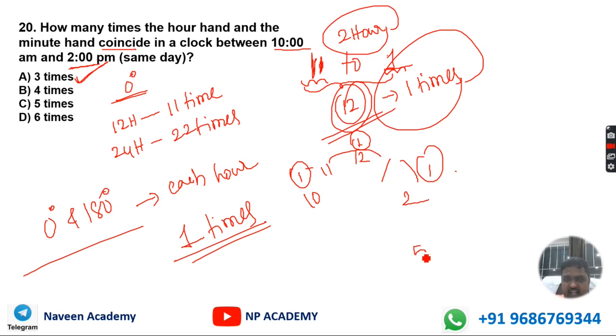Similar way, for 180 degree, it will be 5 to 7. So between 5 to 7, exactly at 6 o'clock we get only one time. In these 2 hours we are getting only one time, that is 180 degree. This is a beautiful concept, my dear friends. I hope it is clear.